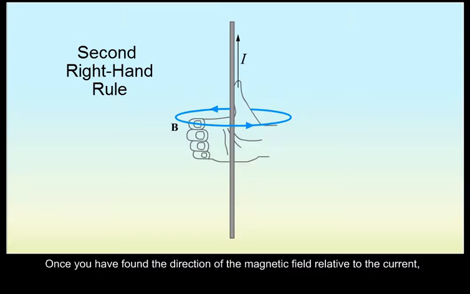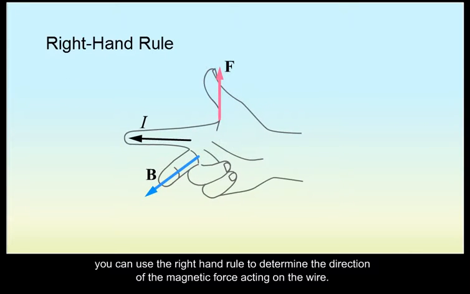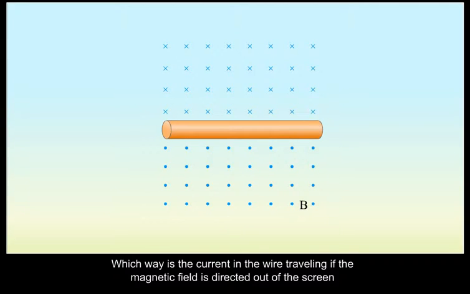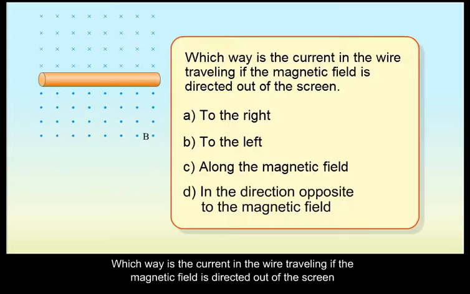Once you have found the direction of the magnetic field relative to the current, you can use the right-hand rule to determine the direction of the magnetic force acting on the wire. Which way is the current in the wire traveling if the magnetic field is directed out of the screen? Correct.